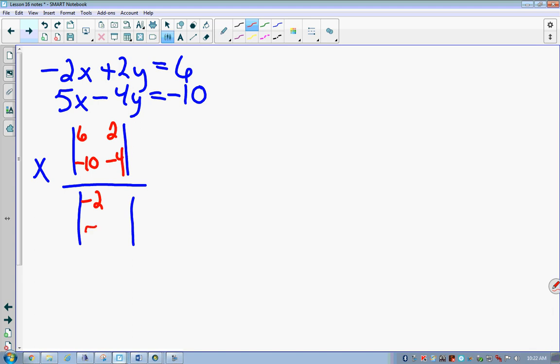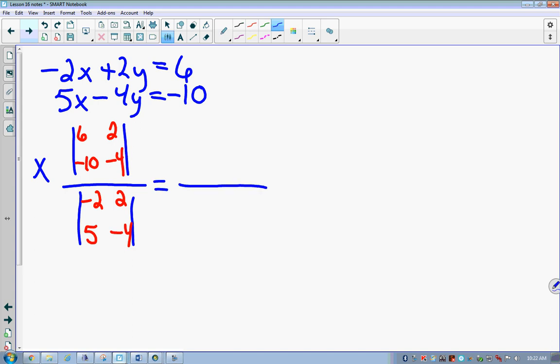Negative 2 and 5. All right, what about on the right-hand side? No. 2 and negative 4. See, in the bottom, it stays just like it stays everything normal. Nothing's being swapped out. Okay?